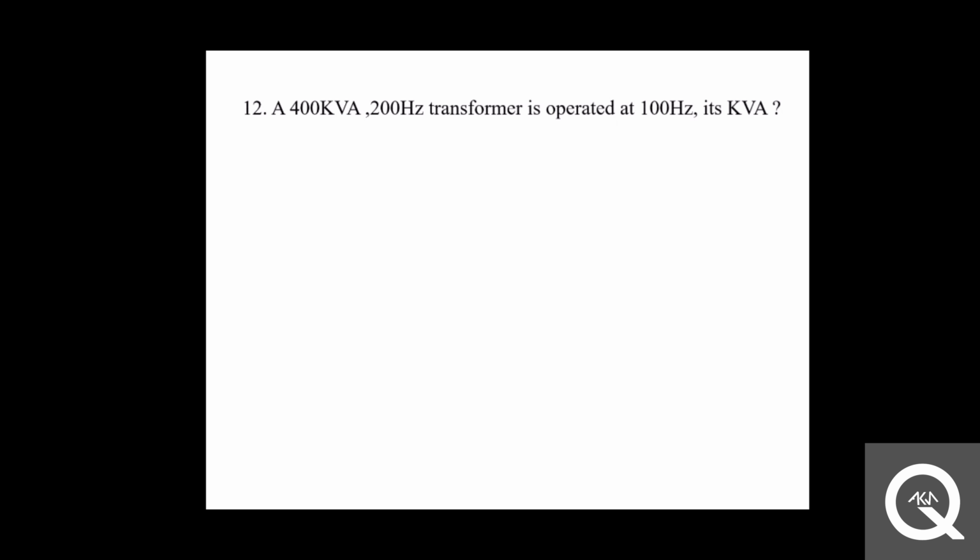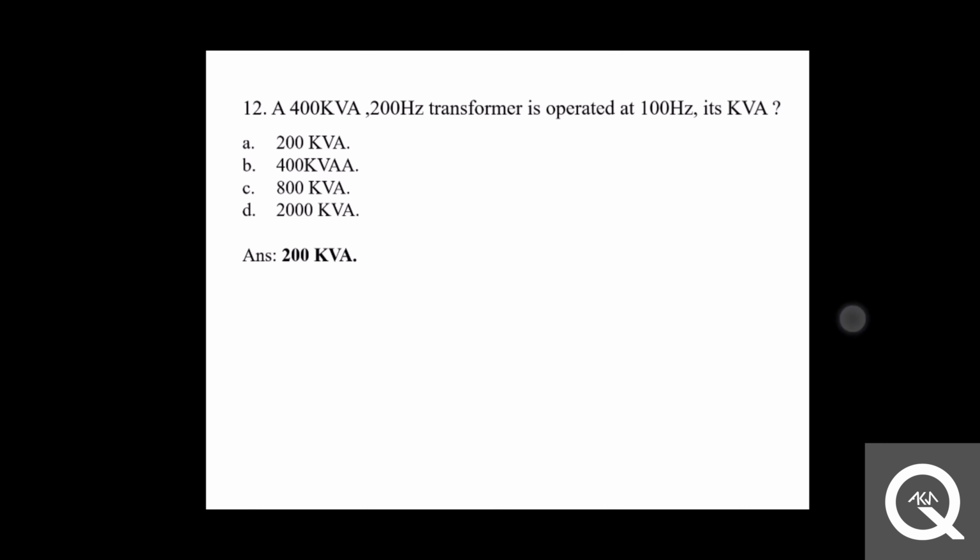Next question. A 400 kVA 200 Hz transformer is operated at 100 Hz. Its kVA rating? Options are 200 kVA, 400 kVA, 800 kVA, 2000 kVA. The answer is 200 kVA.